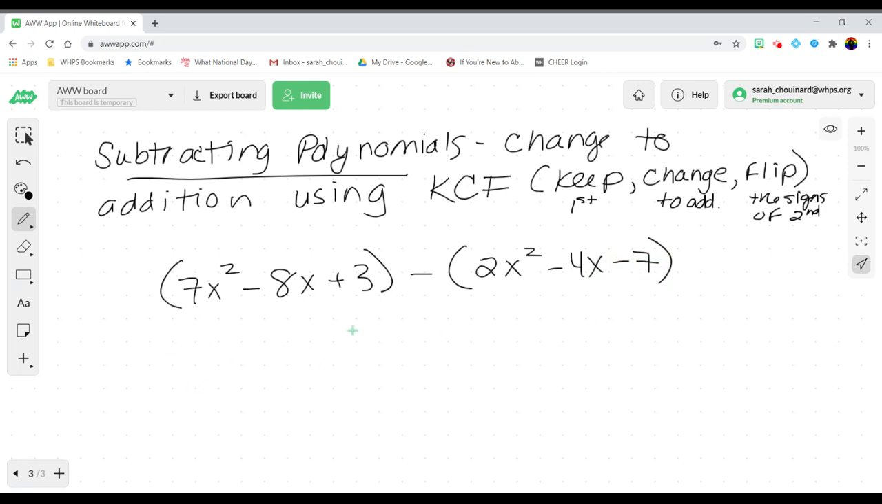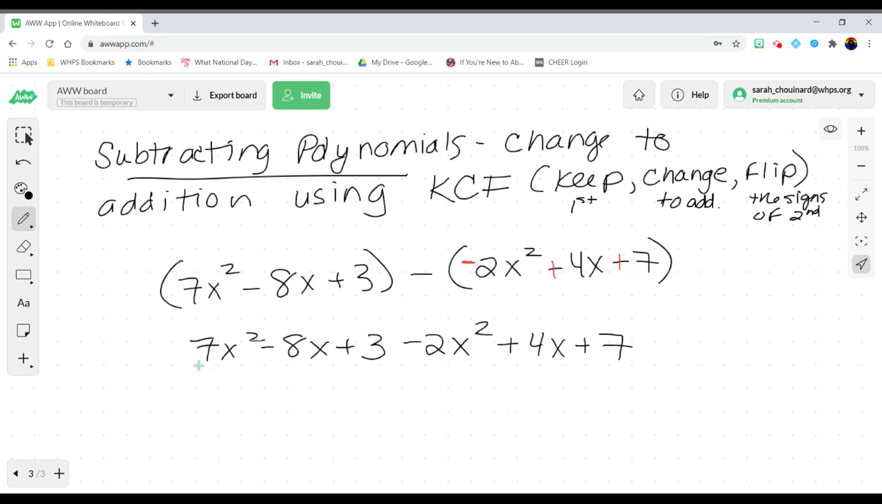So I sometimes like to rewrite it. I'm going to keep the first polynomial the same. I'm going to change the middle to addition, and then I'm going to make every single term opposite. So that's positive 2x squared, so it's going to be negative 2x squared. This is minus 4x, so it's going to become plus. This is minus 7, so it's also going to become plus. So we're going to have minus 2x squared plus 4x plus 7.